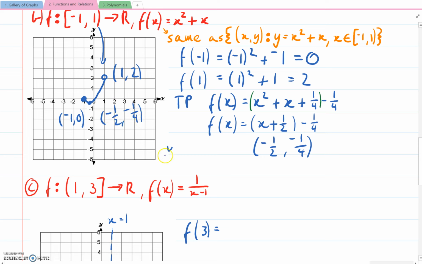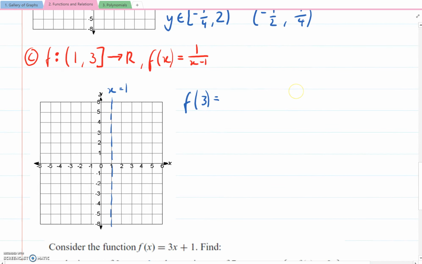And our range would be -1/4 to 2 with a curved bracket, because we're not including that open circle as the highest y value, or highest value, of this function. Again, still a function. If we drew a vertical line, it would only touch this function once. Let's have a look at this next one.